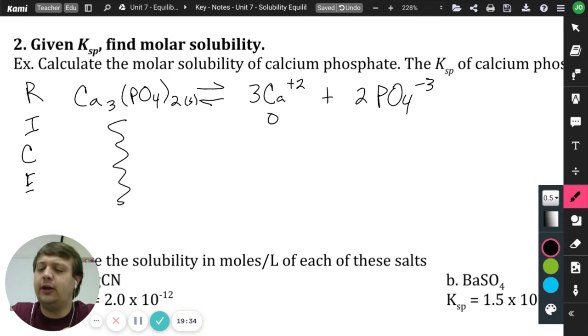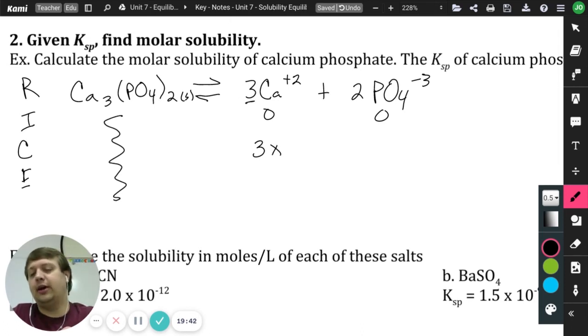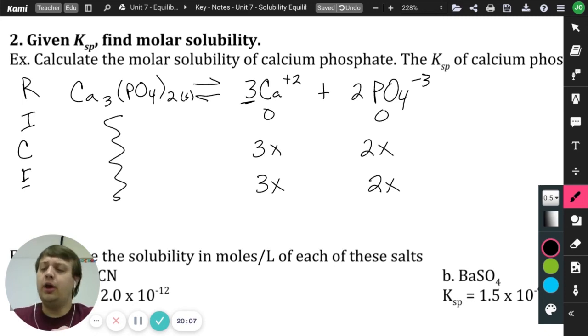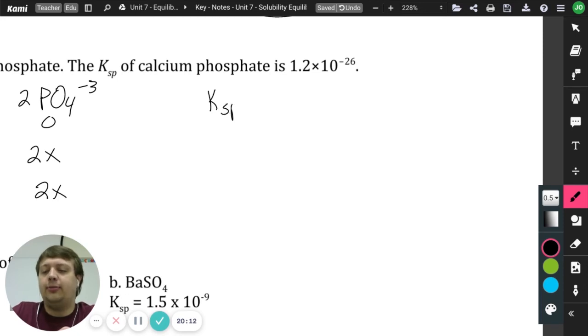Now, initially, we're going to have 0 of our products. Now, how's that going to change? It's going to increase by 3 times. Why 3 times? Well, because we got a coefficient of 3. Phosphate is going to increase by 2 times. It's going to change by 2 times, right? And then for my overall equilibrium, or when we would hit that molar solubility, we would be at 3x and 2x. So then, now that we've got that, let's go ahead and write our KSP expression.